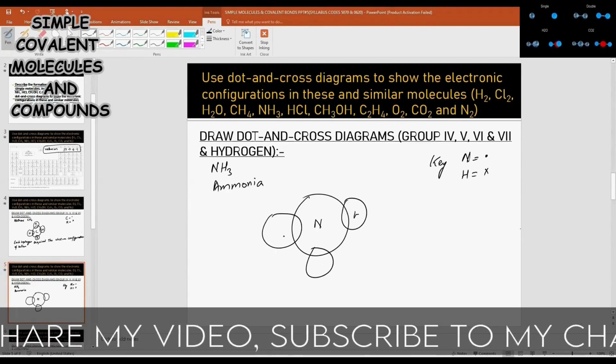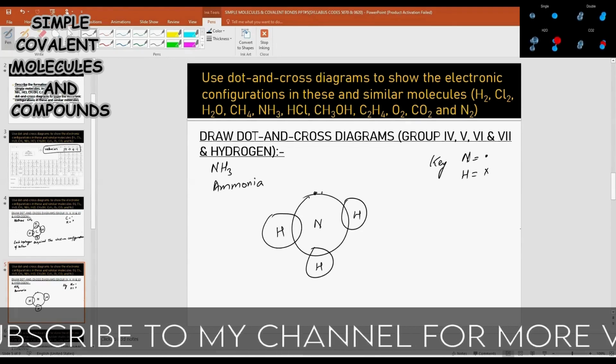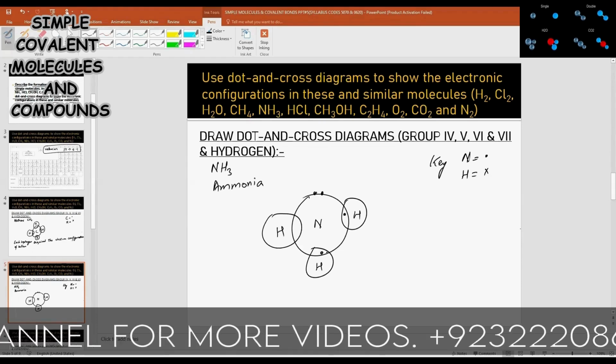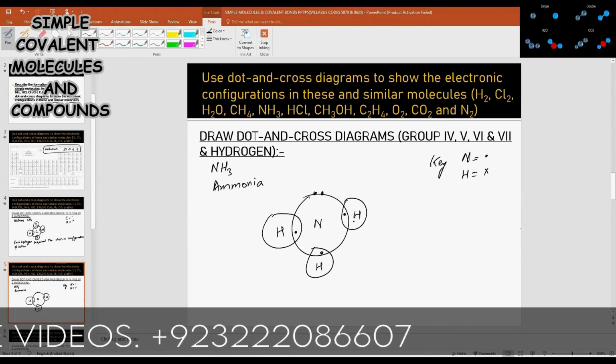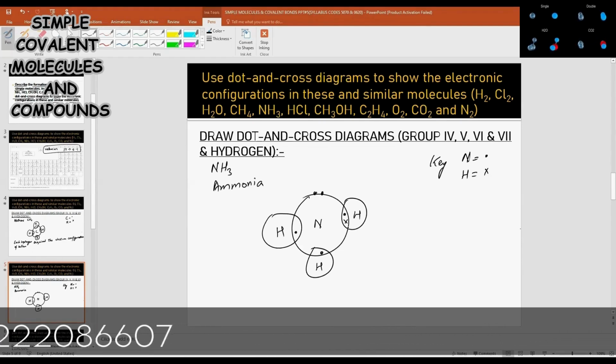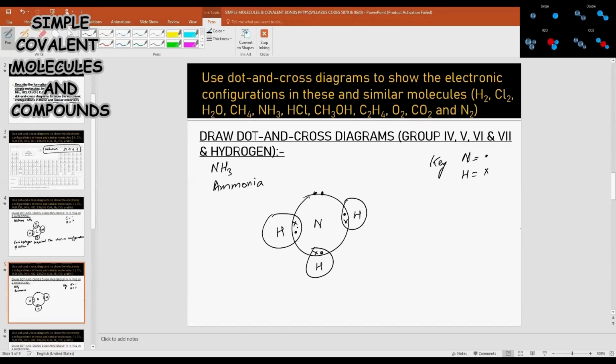Let's show the valence electrons for nitrogen: 1, 2, 3, 4, 5. Each hydrogen atom will be shown with a cross. One for this hydrogen, one for this hydrogen, one for this hydrogen. Count the number of electrons for nitrogen: 1, 2, 3, 4, 5, 6, 7, 8. Which means nitrogen has completed its valence shell, and each hydrogen got 2 electrons in its valence shell now. So all of these have completed their valence shell.